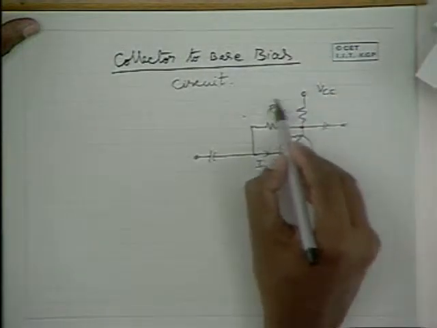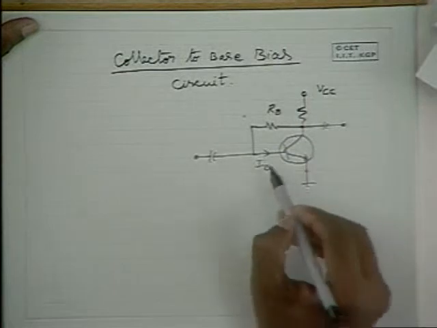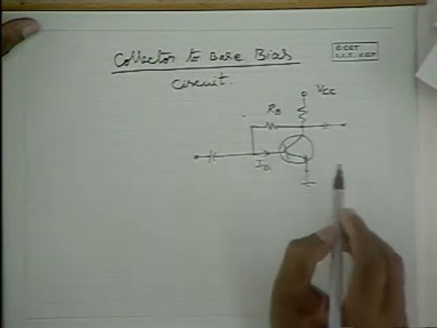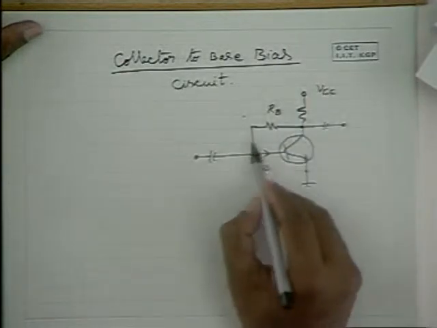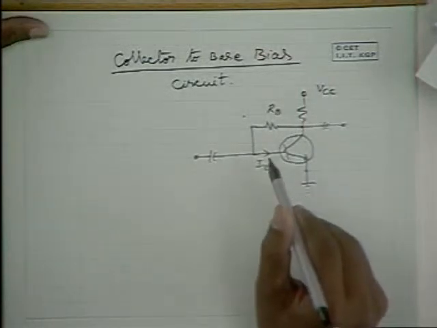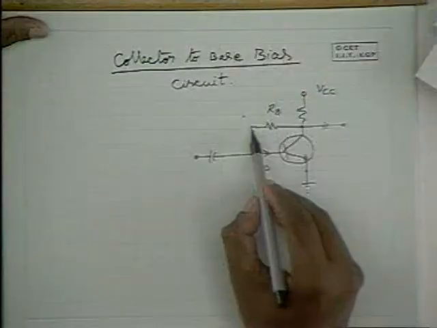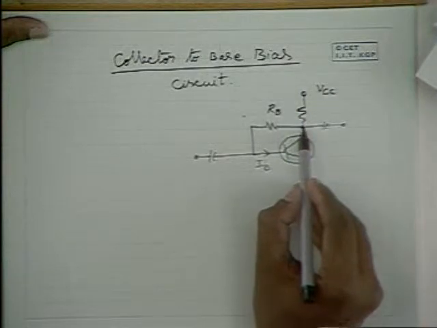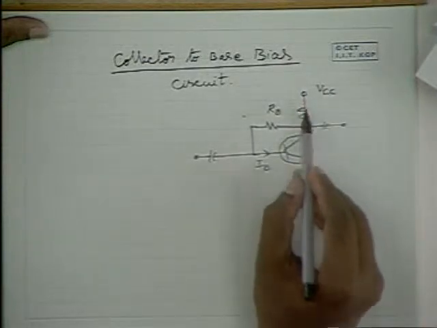Therefore, it's known as a collector to base bias. Please note that in a fixed bias circuit, the biasing is provided from the supply VCC through a base resistance to the base. Here, it is provided from the collector. Now, what is the advantage you get by connecting this point to the collector rather than the supply?